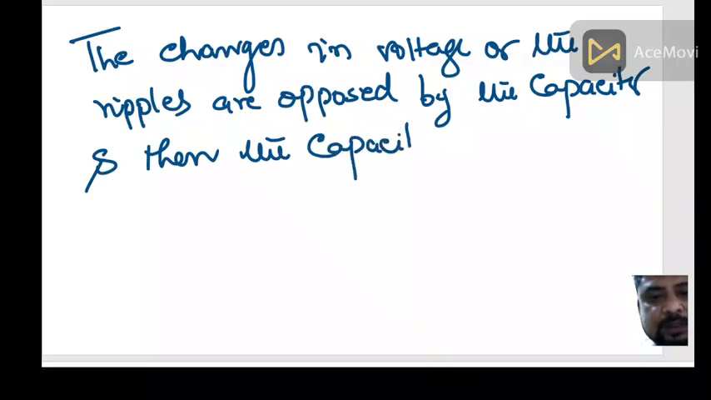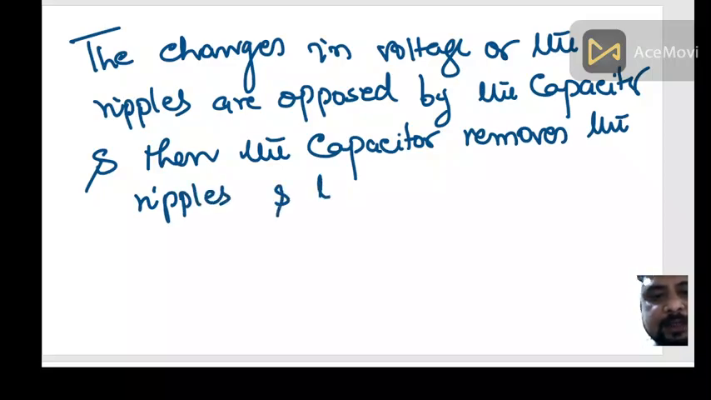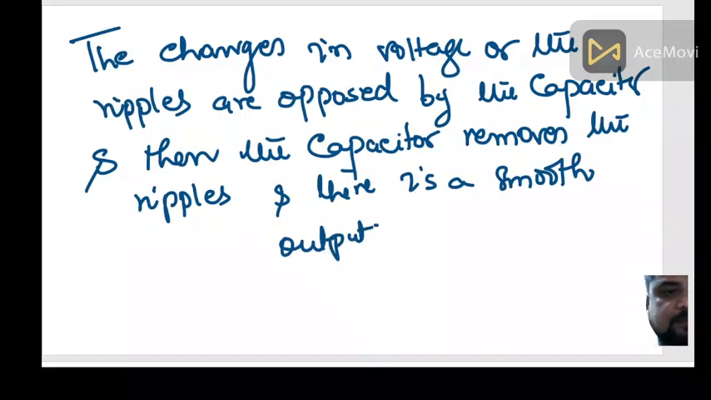and then the capacitor removes the ripples, and there is a smooth output. This is the basic mechanism. This is the basic physics of a capacitor filter. This is how it is used. This is how it is smoothing out the AC components or the changes. It is removing the ripples in the output DC. This is the basic mechanism.